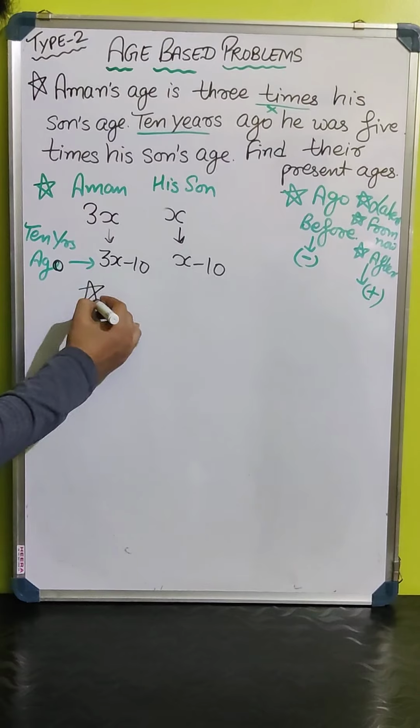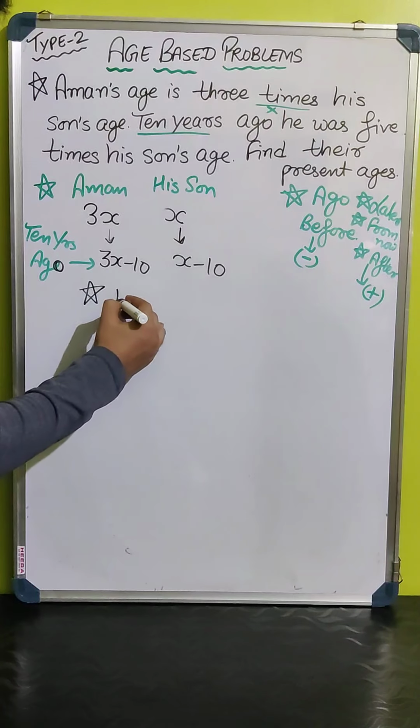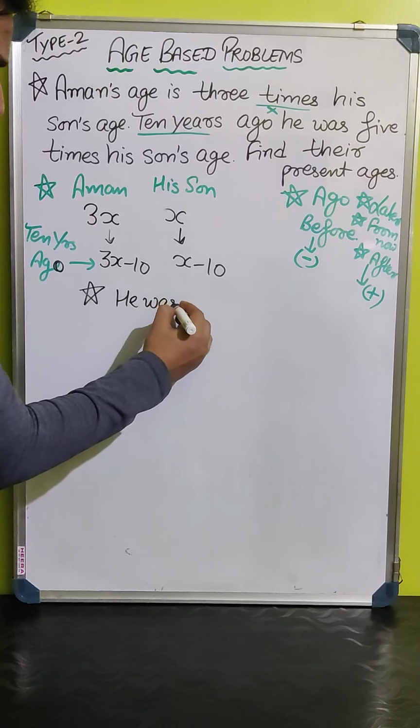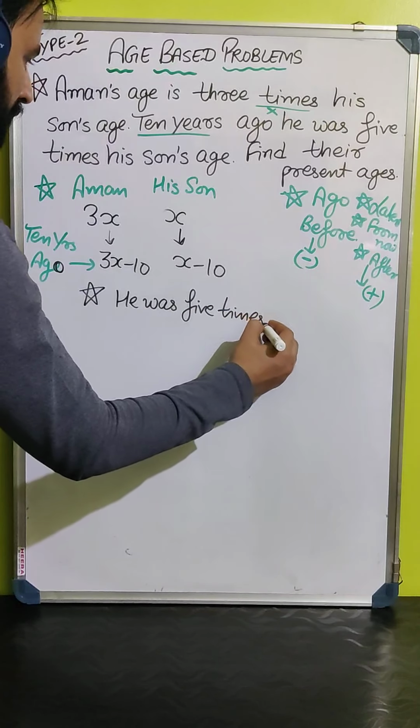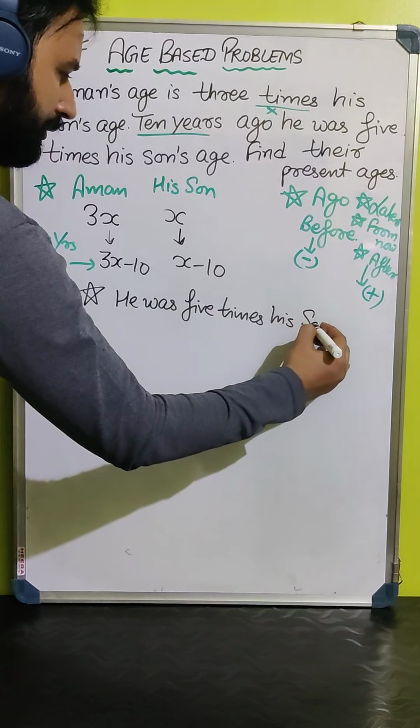Now coming to the line, he was 5 times his son's age. I am writing the line again. He was 5 times his son's age.